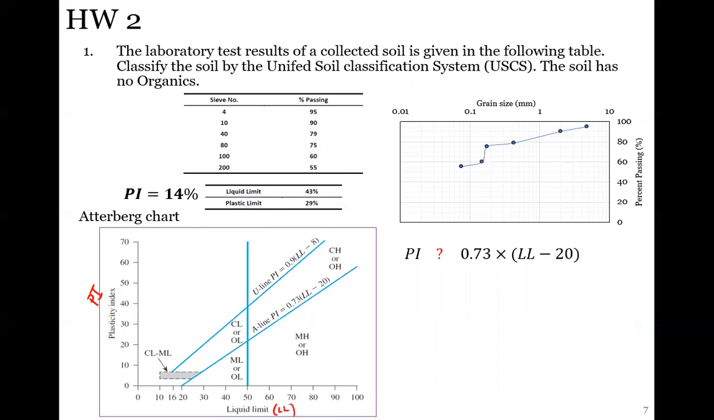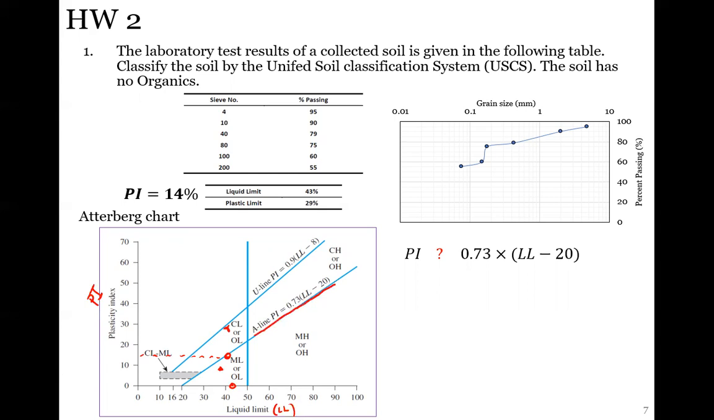So if we tried to read this, 43 would be somewhere about here. Our PI would be 14, which would be somewhere here. We'll see that this chart is actually very difficult to read. We can't discern exactly where that is. It's right on the threshold. So luckily we have functions for these lines. So we know that this A line here, the thing that separates a CL versus an ML, is this function here: PI is equal to 0.73 times the liquid limit minus 20.